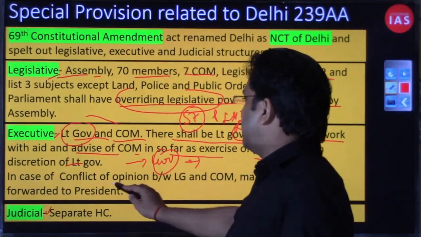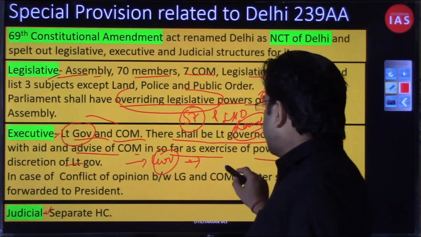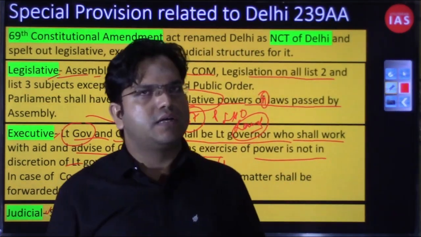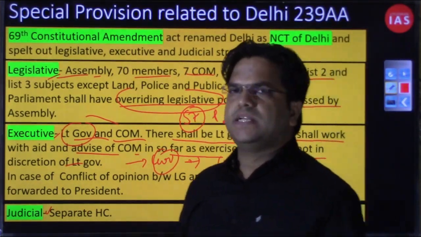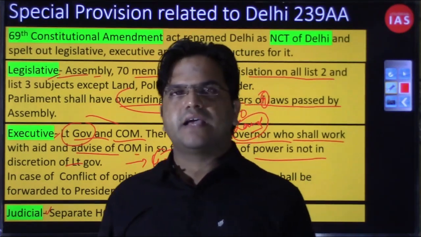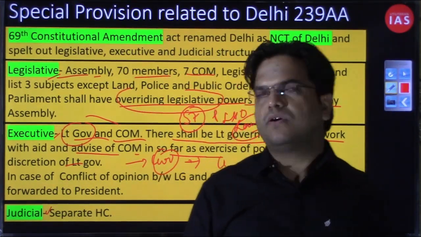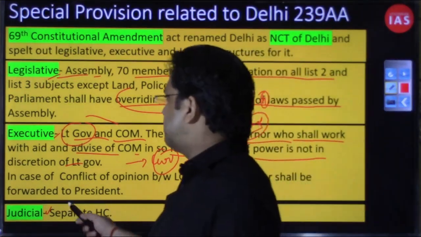However, if there is any conflict, what was happening in the case of states? If there is any conflict with the governor, if he does not want to pass any bill, if he does not want to sign any bill, if he is disagreeing on any matter that has been referred by the assembly or council of ministers, you had various kinds of veto that we already have discussed.